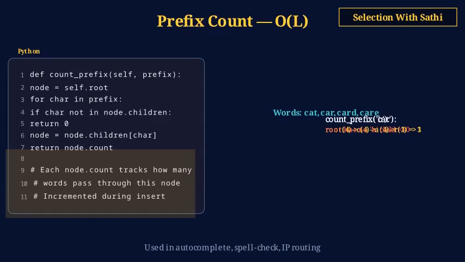Lines 10 through 14 show examples. After inserting cat, car, and card, count prefix of CA returns 3 and count prefix of car returns 2. This is O of L time, where L is the prefix length. No need to traverse all descendants to count them.